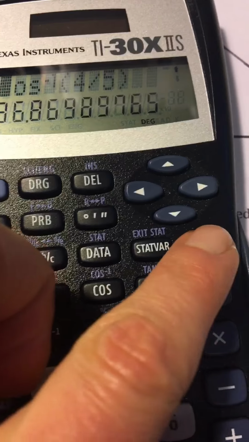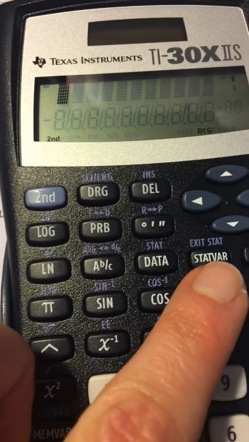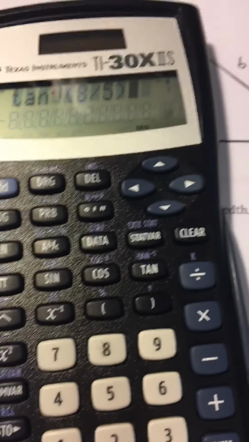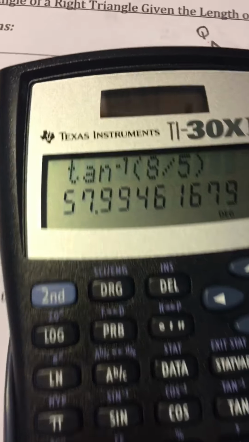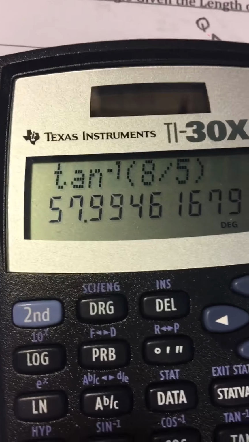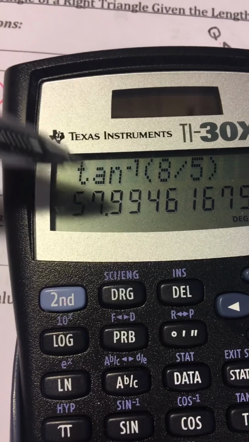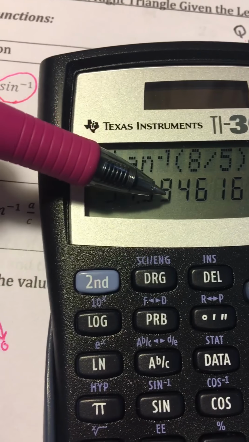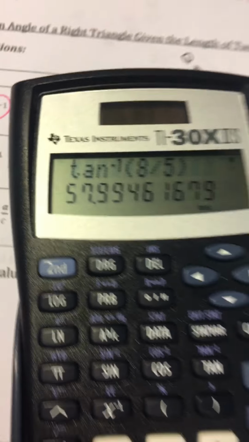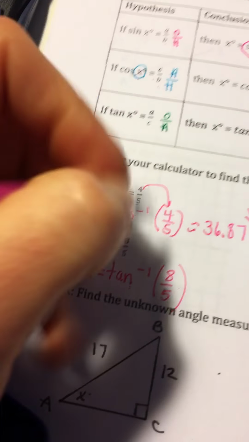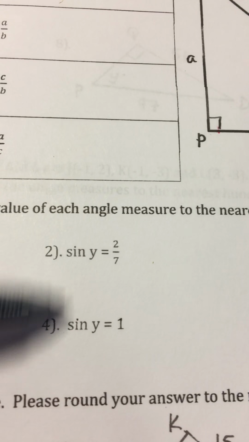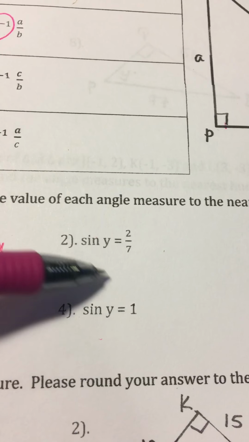So in my calculator, I'd clear it. Inverse tangent of 8/5. Close my parentheses and then hit enter. And you get 57.994. You could either make it 57.995 or just make it 58 because the 9 bumps this 9 up, which bumps this 7 up to an 8. So 58 degrees. You would do the exact same thing with sine of y and cosine of y here.